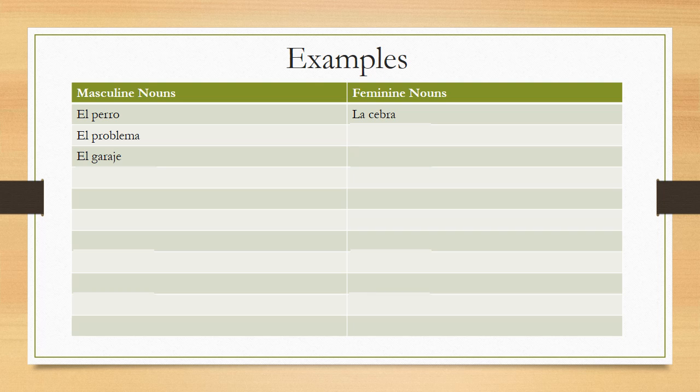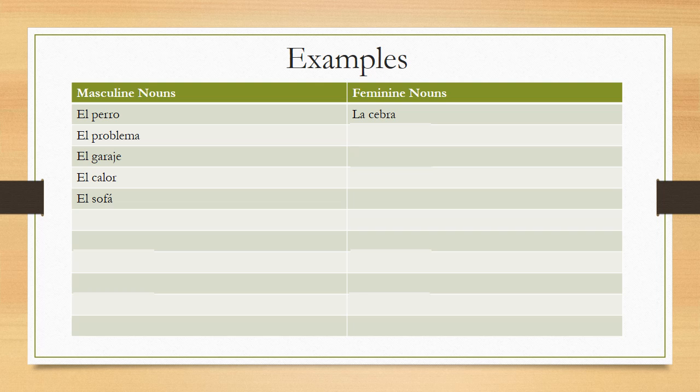El garaje, that means garage, and it's that aje ending. El calor, the heat, it has that OR ending, so it's masculine. And el sofá, so that's that accented vowel, so it's masculine. So those are our other masculine endings.